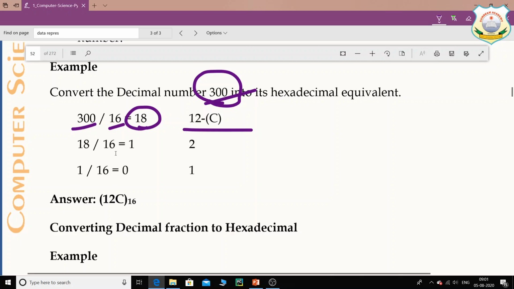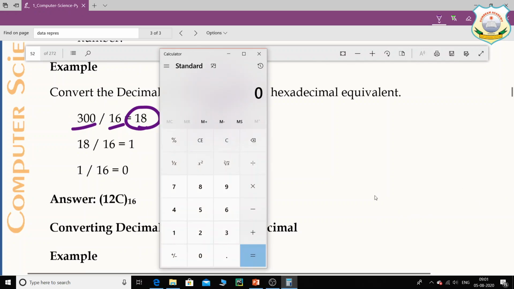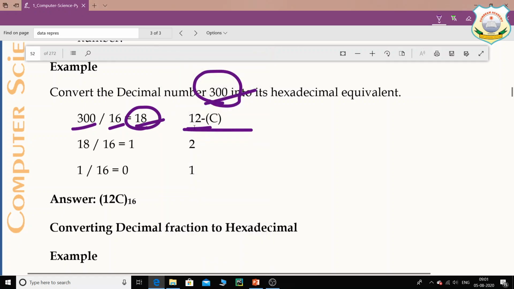Is it 18? This is 12. Just a minute. Let me just see. There are certain mistakes in the book. No issues. Divided by 16, that is 18. Okay, that's the quotient, children, and that's the remainder. So 18 and 12 is the remainder.